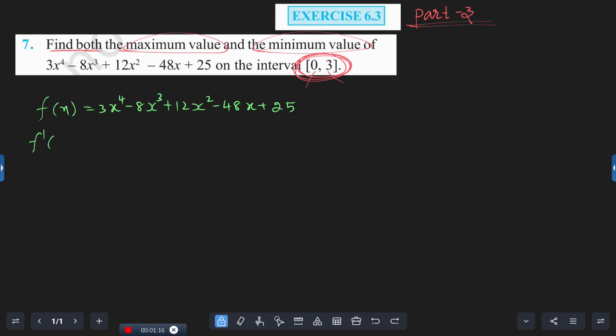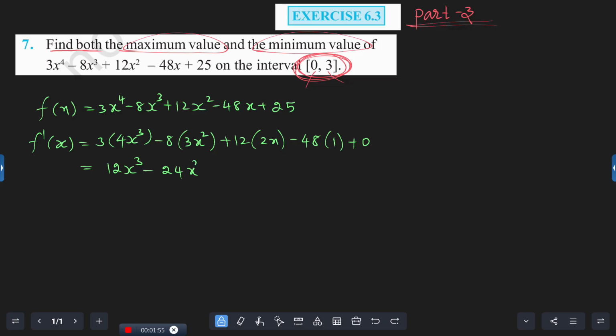So let's differentiate this. 3 into x power 4, when you differentiate, you will get 4x cube. In the same manner, x cube when you differentiate, you will get 3x power 2. Similarly, x square gives 2x, minus 48 into x gives 1, and the constant when you differentiate gives 0. Now we have to simplify this. You can multiply: 3 4s are 12x cube, minus 8 3s are 24x square.